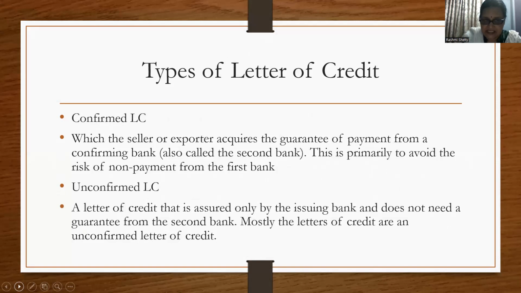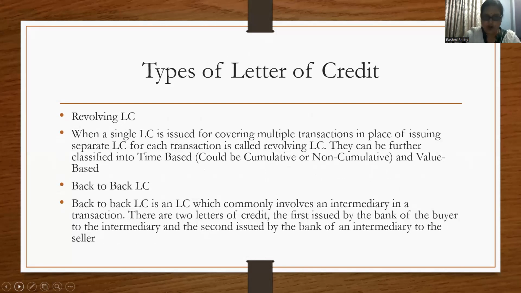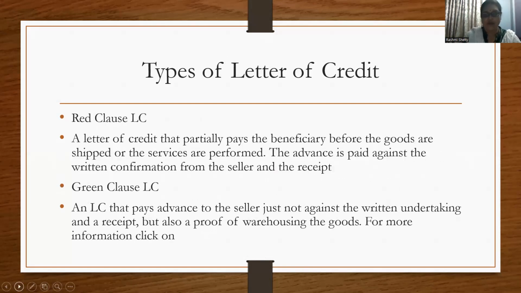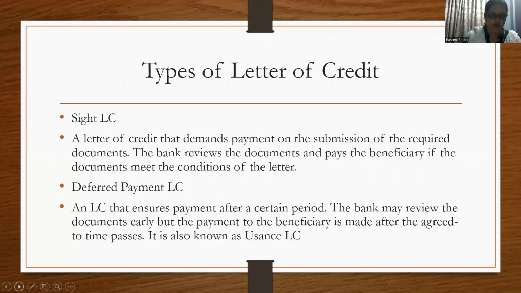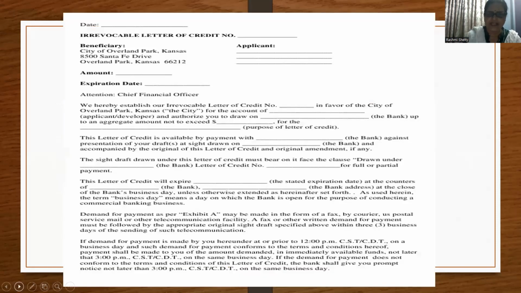There is a confirmed LC, which is confirmed by a bank, and an unconfirmed LC, which is not confirmed by any bank. There is a revolving LC and a back-to-back LC. There is a red clause LC, written in red ink, where the exporter can get a loan, and a green clause LC is also made for this. There are so many types of LC. This is how the LC looks.